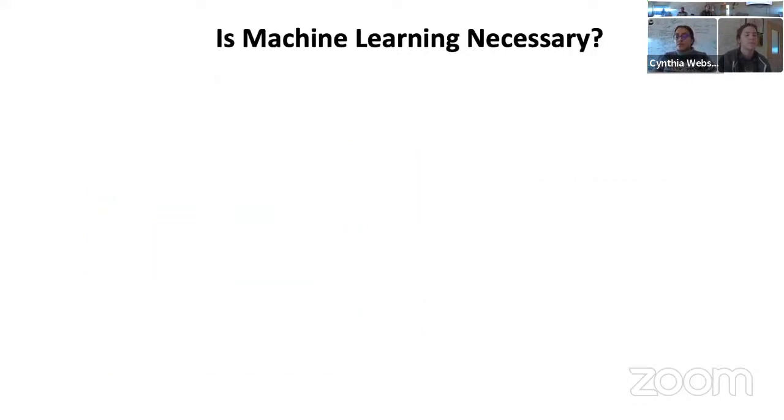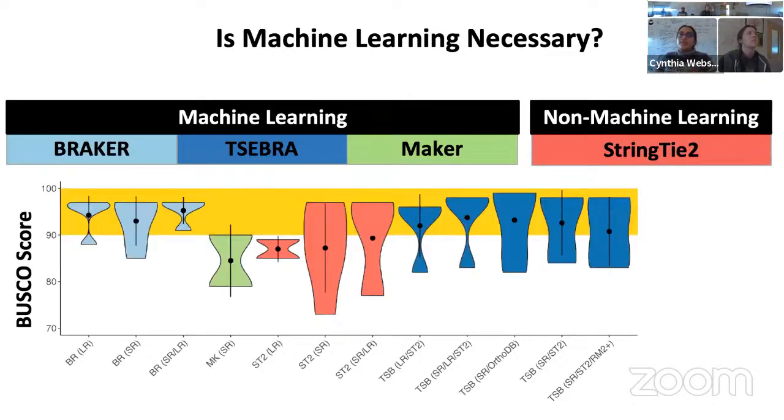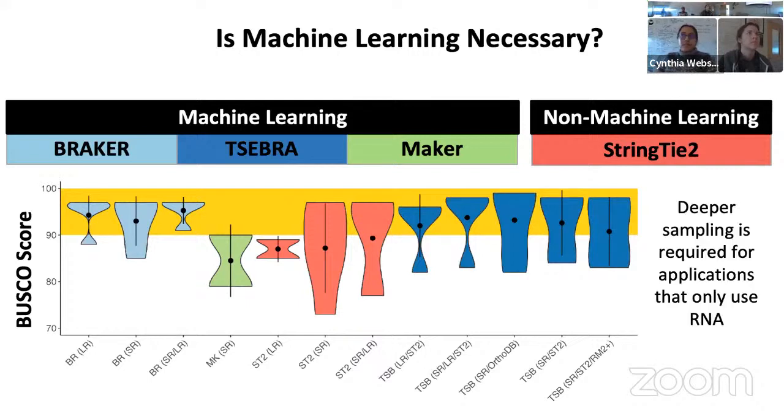So one of the first questions we discussed was whether machine learning is a necessity. And just to reiterate, we compared BRAKER, Zebra, and MAKER, which have machine learning, and StringTie, which did not. And as you can see with the BUSCO scores, the machine learning tools did perform much better than StringTie. Deeper sampling is also required for approaches that only use RNA. So in all, yes, machine learning is necessary to be able to capture most of the gene models in an annotation.